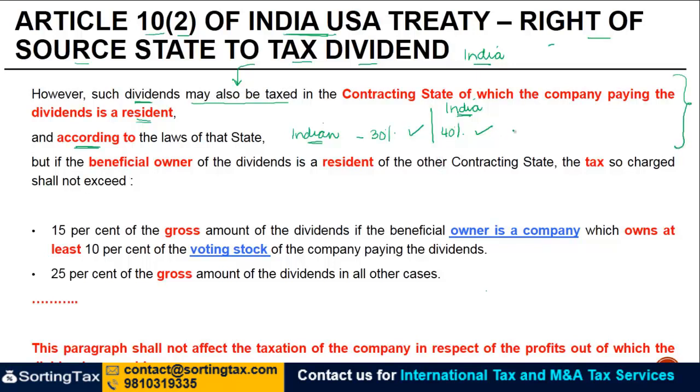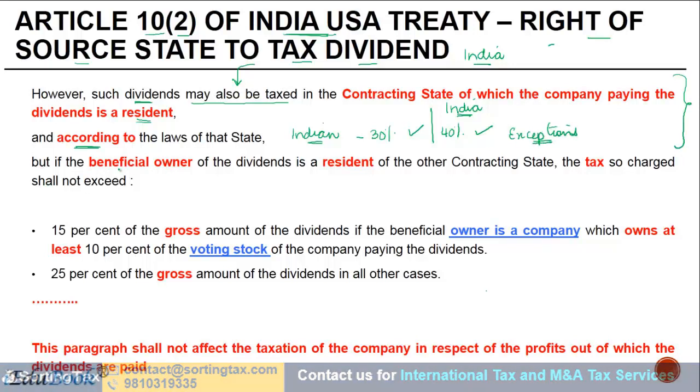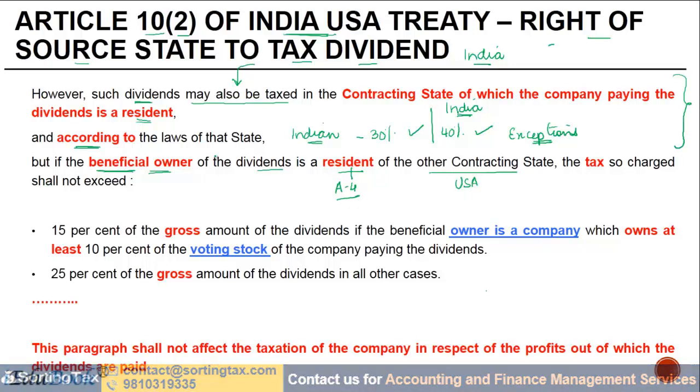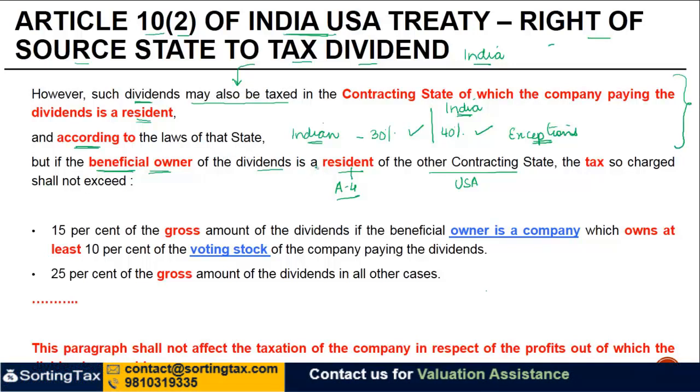That's what is said by the first limb. But this is subject to certain exceptions. And what are the exceptions? The exception says that if the beneficial owner of the dividends is a resident of the other contracting state, resident as per Article 4, other contracting state, US. So if the beneficial owner of dividends is a resident of United States, the tax so charged shall not exceed.